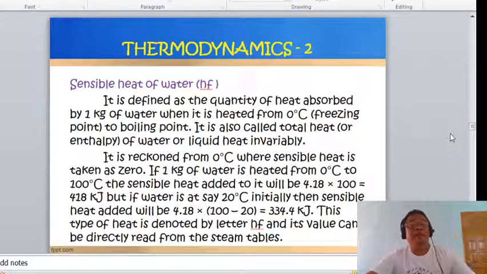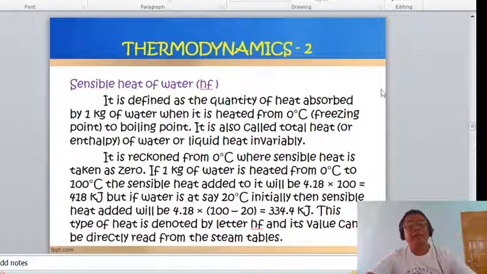Another, we have here the sensible heat. It is defined as the quantity of heat absorbed by 1 kilogram of water when it is heated from 0 degrees or freezing point to boiling point. It is also called total heat or enthalpy of water or liquid heat invariably. It is reckoned from 0 degrees where sensible heat is taken as 0.